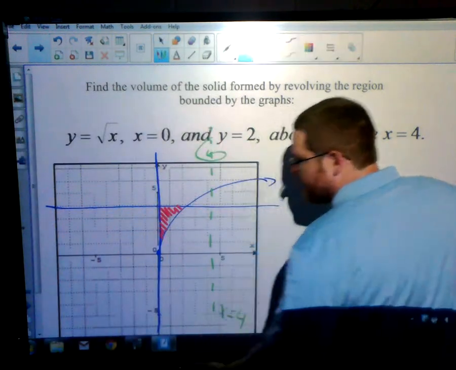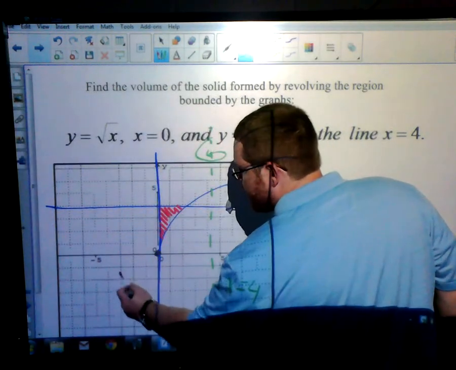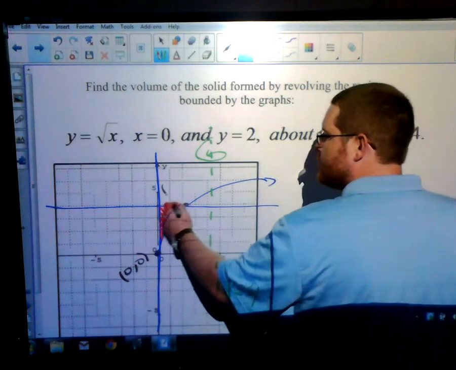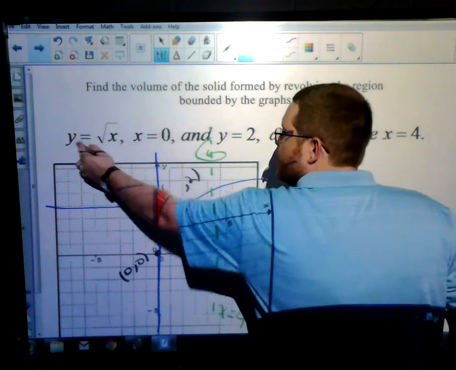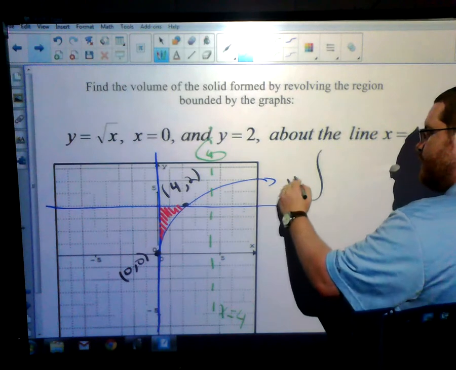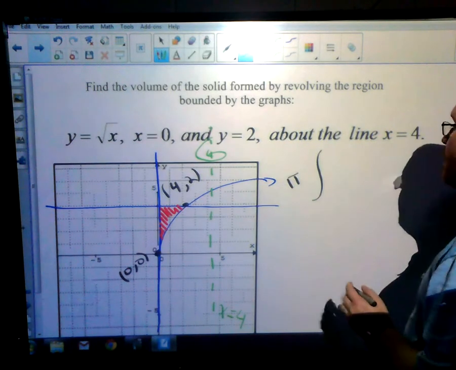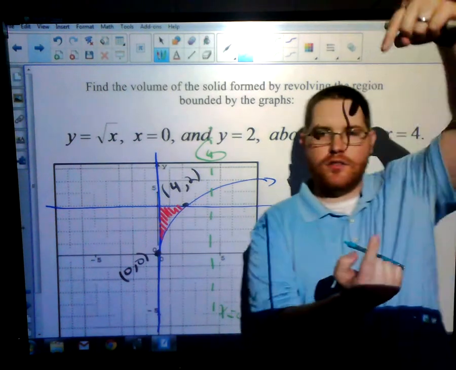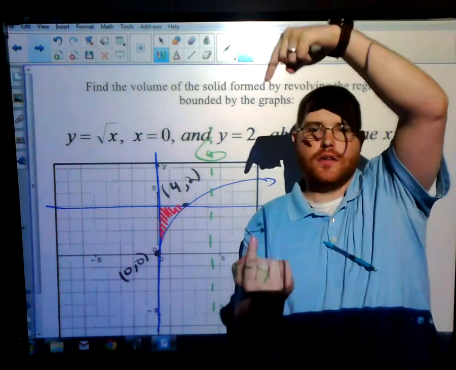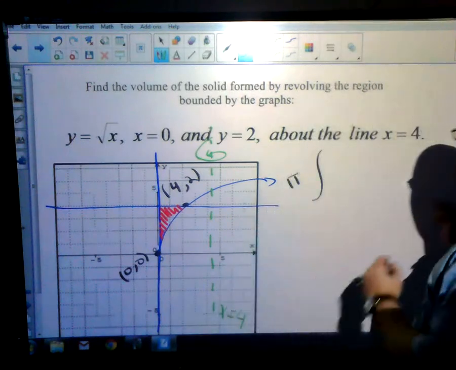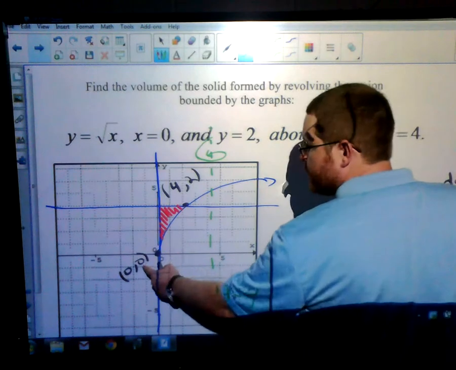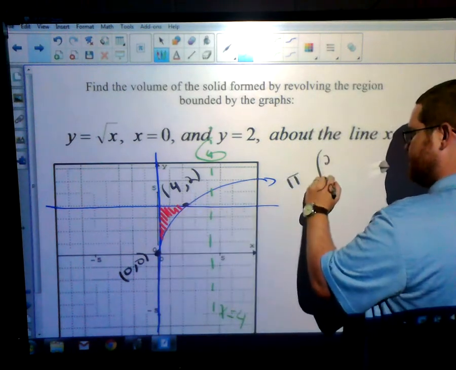Before I get too far into this, let's figure out the points, the bounds. That's 0, 0, that one's easy. What about that point? Well, if y is 2, that makes x 4. So let's set this up. Pi. Well, let's ask this question. If I'm rotating it this way, is this a dx or a dy problem? It's got a bottom and a top, so it's going to be a dy problem. Which means I need to use the y values for bounds, 0 and 2.